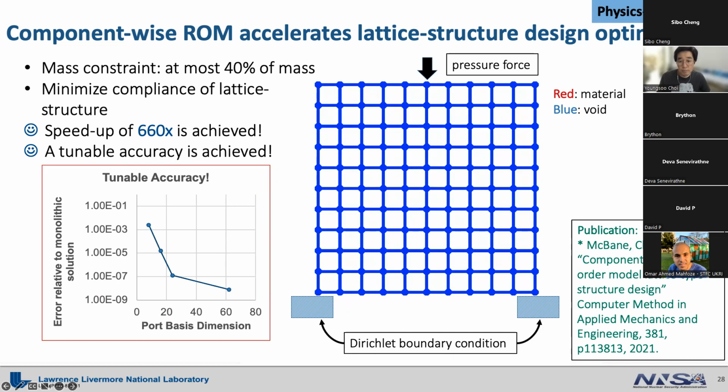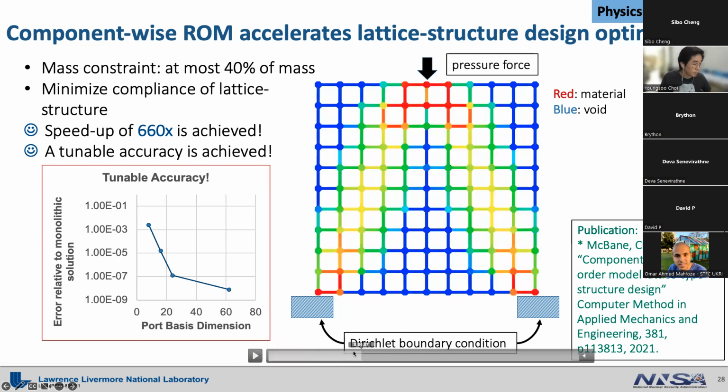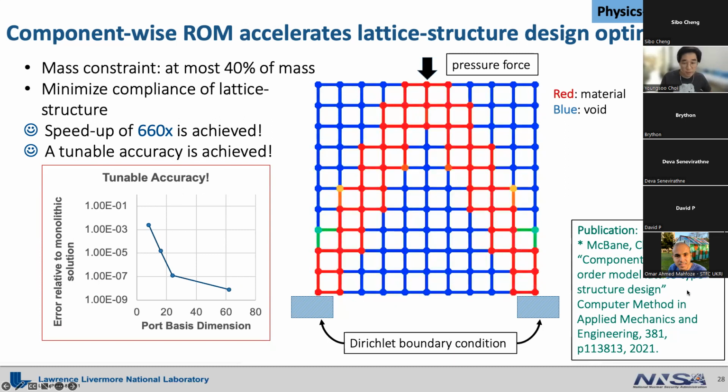The full order model monolithic finite element solve involves 2.7 million degrees of freedom for this particular problem, while the component reduced order model has only around 4,000 degrees of freedom. The movie, which unfortunately is not playing somehow. I'm not sure why. Oh, okay. Yeah, this movie demonstrates the process of the optimization history.